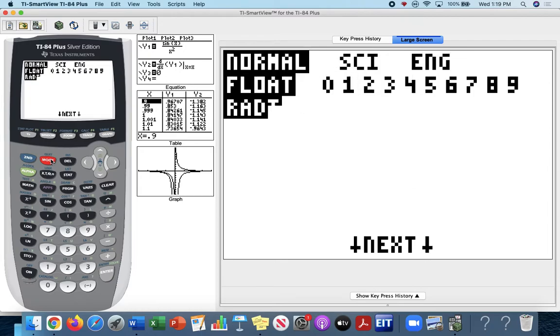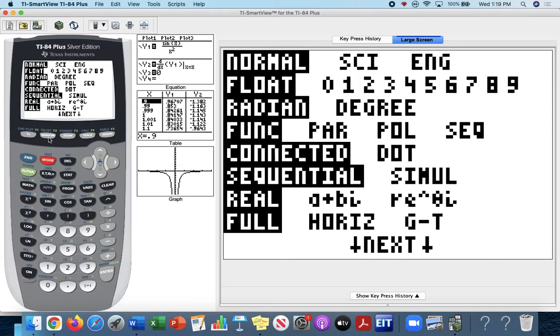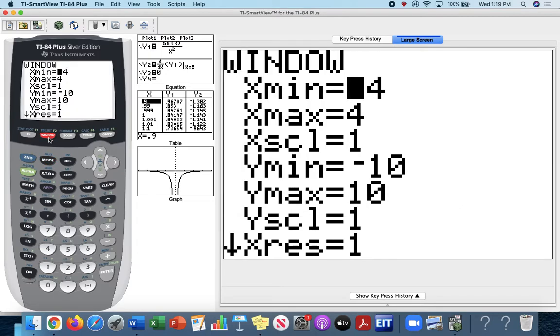A couple of things you want to check. Make sure you're in radian mode. It is. And then we also need to make sure that our window is set up correctly. The problem told us that we only want to go from 0 to 2 pi for our x's. So I'm going to set this up to go from 0 to 2 pi.